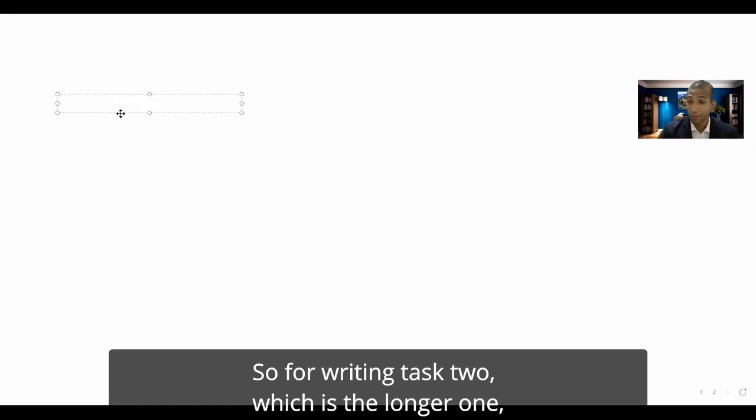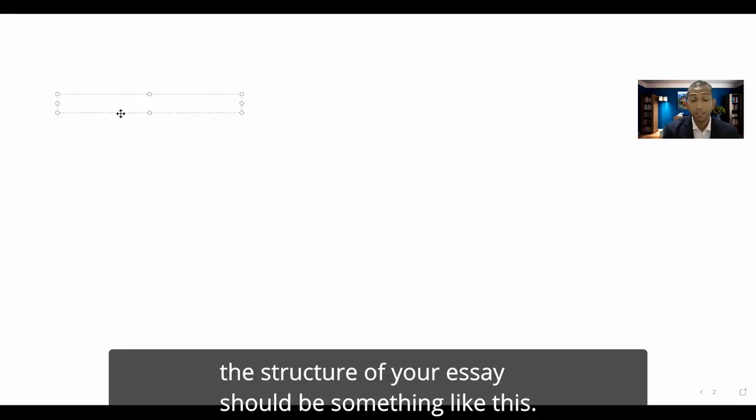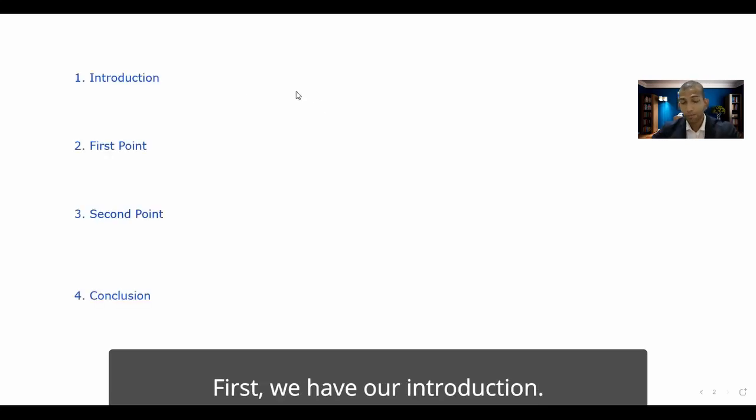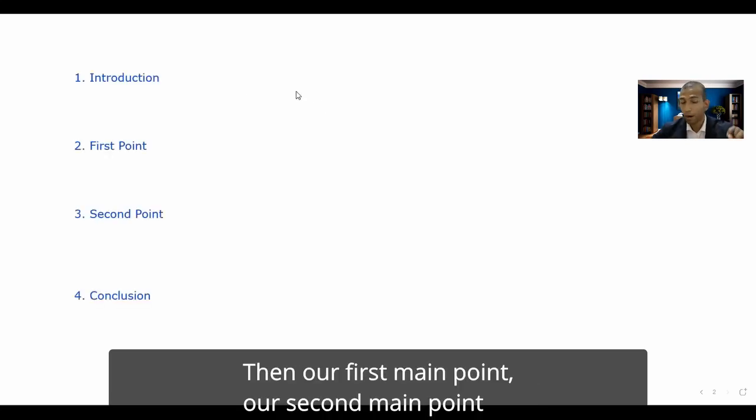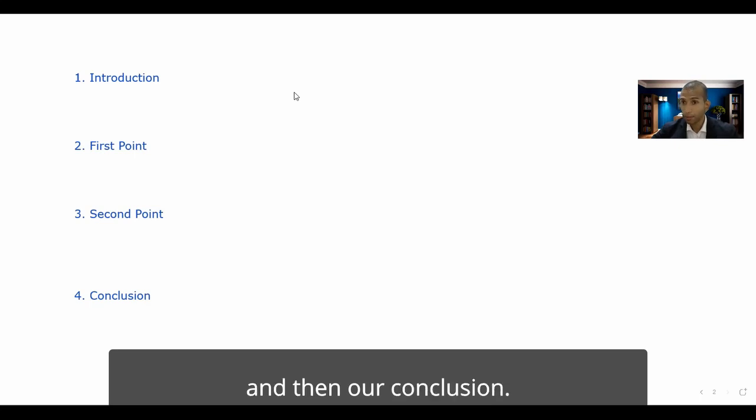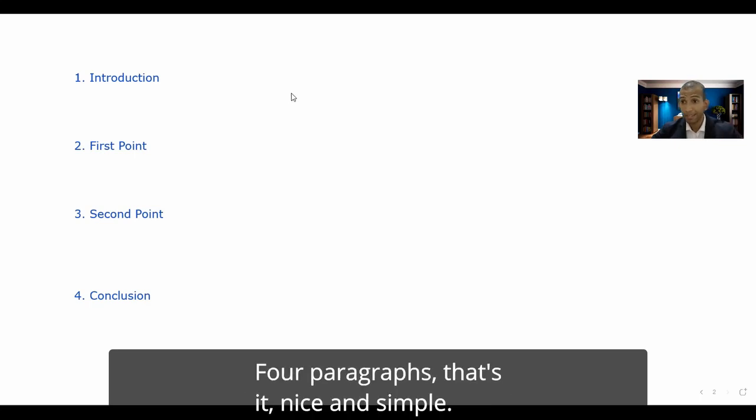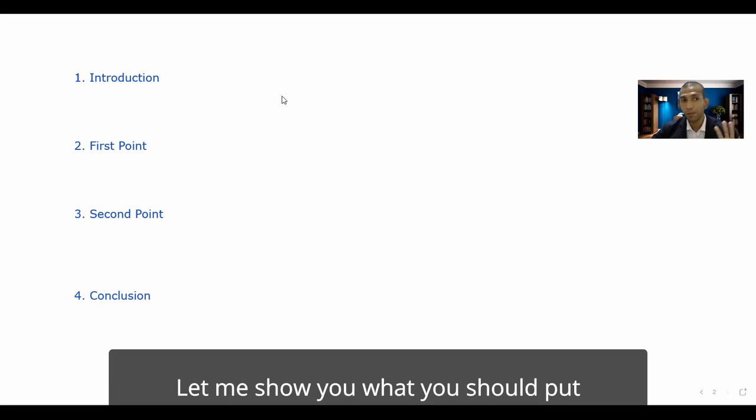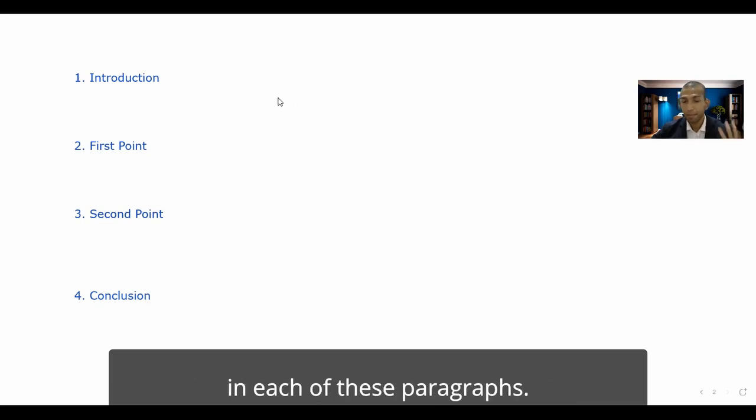So for writing task 2, which is the longer one, the structure of your essay should be something like this. First, we have our introduction, then our first main point, our second main point, and then our conclusion. 4 paragraphs. That's it, nice and simple. Let me show you what you should put in each of these paragraphs.